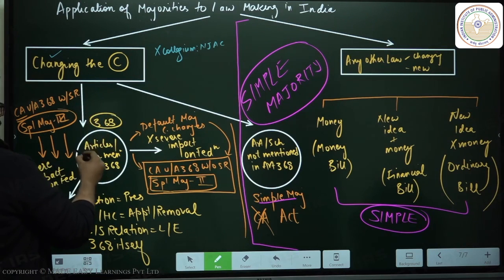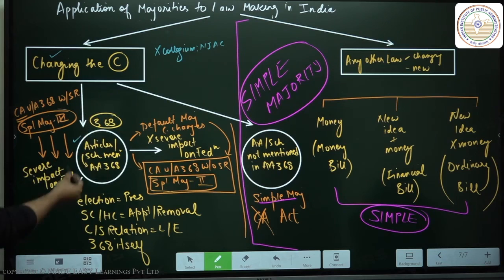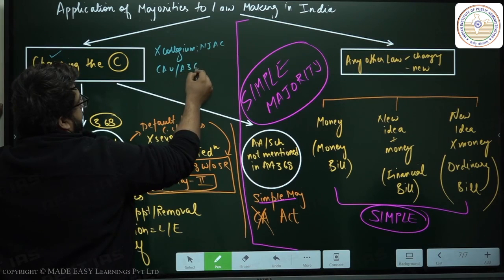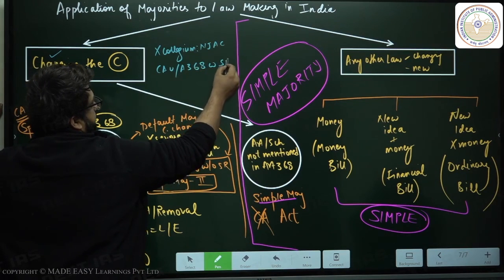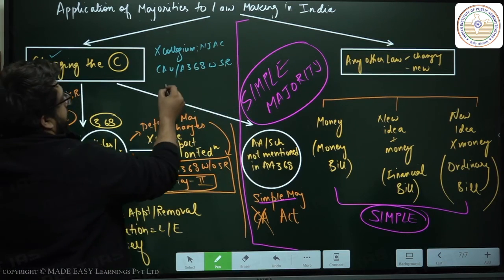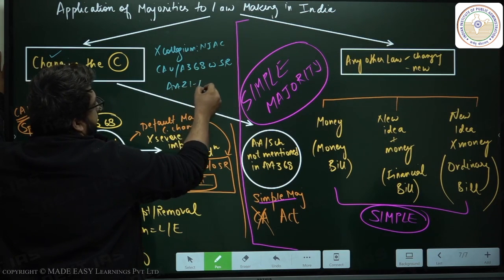Is it a serious enough change to the constitution? Yes. Is it going to affect federalism? Yes, because Supreme Court, High Court appointments are affected. So therefore, we had passed the 99th constitutional amendment, which was called the National Judicial Appointments Commission. बाद में Supreme Court declared this as unconstitutional, but this was passed as a constitutional amendment under Article 368 with state ratification.